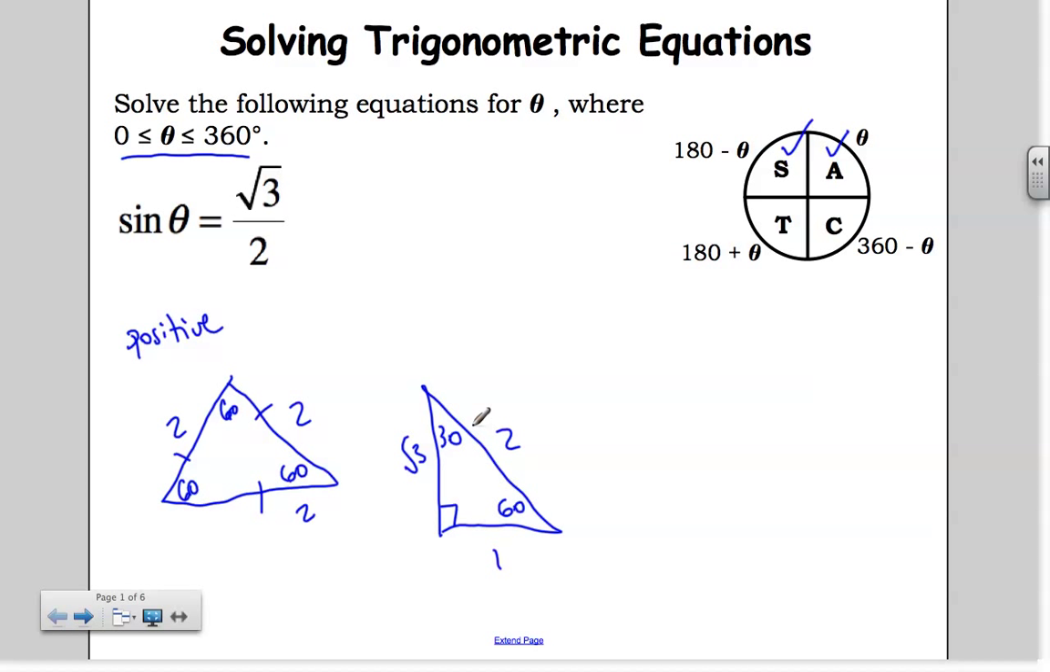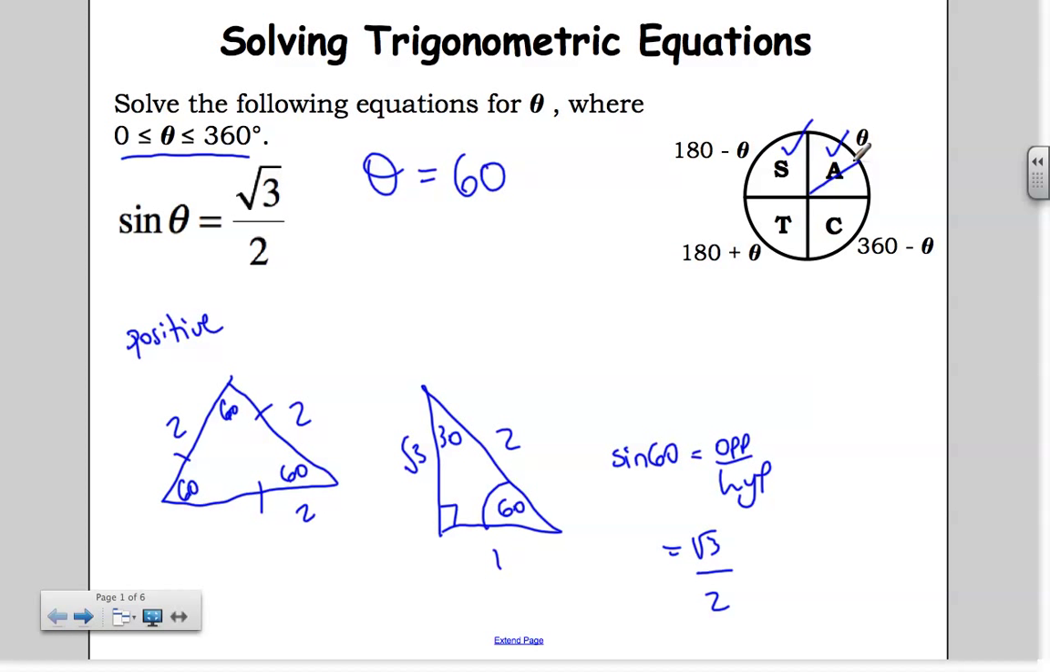Right. So from that triangle, we're trying to find out which angle. Is it sine 30 or sine 60 that gives me root 3 on 2? Now I know from my SOHCAHTOA, sine uses opposite over hypotenuse. So we're looking for an opposite of root 3 and a hypotenuse of 2. So is it going to be the 60? Let's just try it. Sine 60 equals, root 3 is the opposite and 2 is the hypotenuse. Yep. Okay, good. So that would be the first thing I would write down, that theta equals 60.